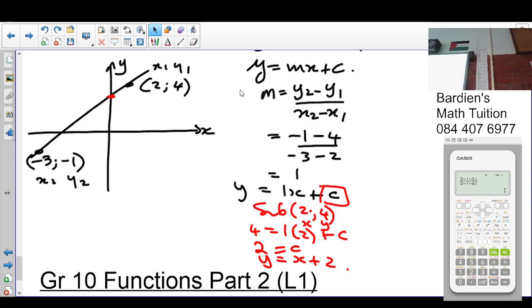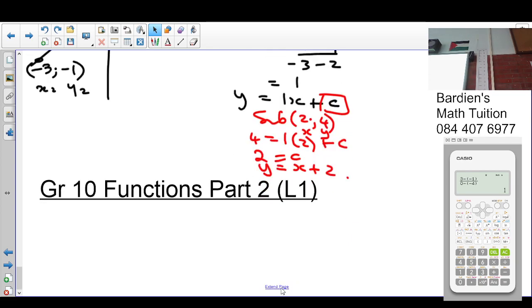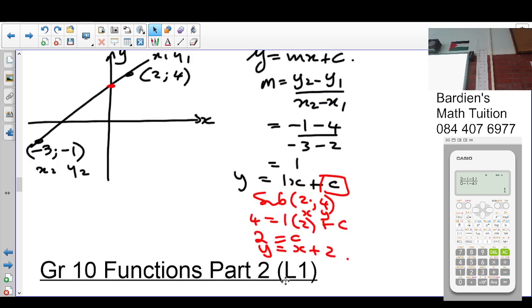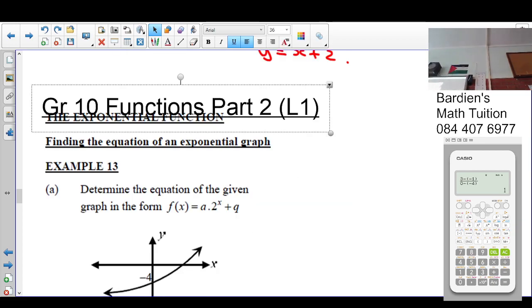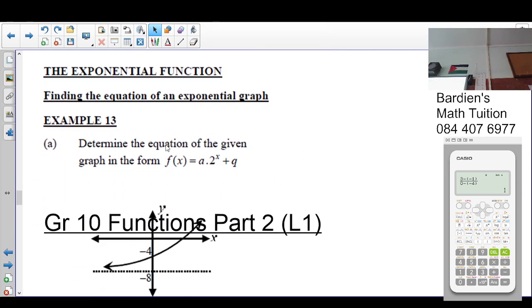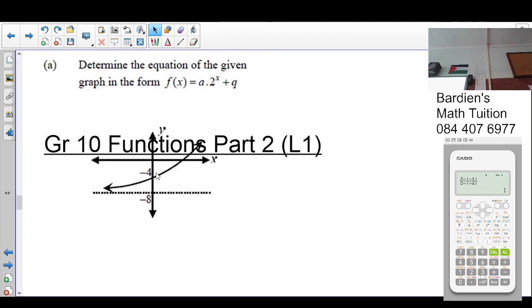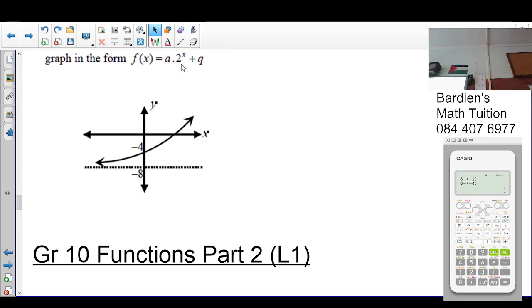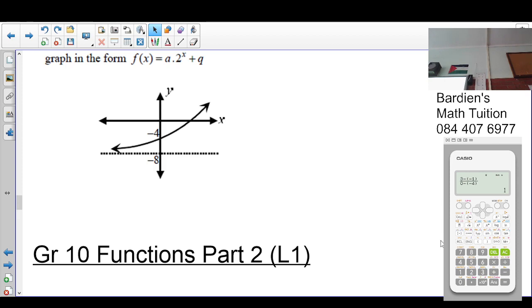So now we're going to look at exponential graphs quickly. Let's pause here quickly. This is your exponential graphs. The question says, find the equation of the exponential graph. Let's look at the first one. Importantly here, the equation is given. Let's call this A for now.